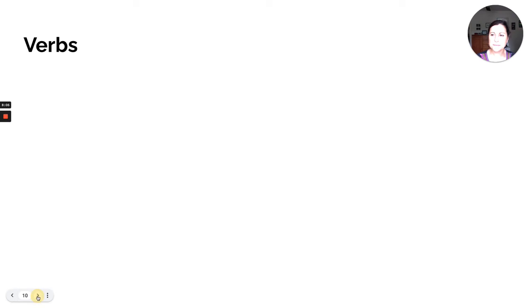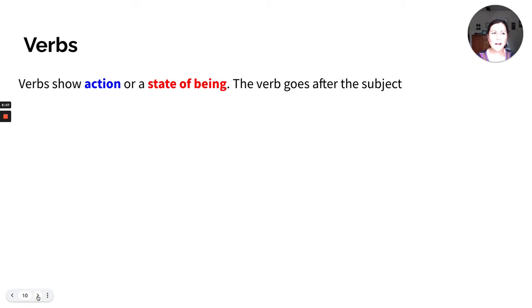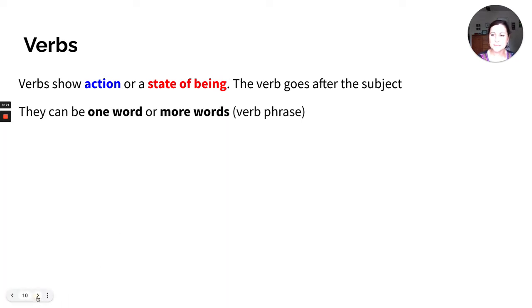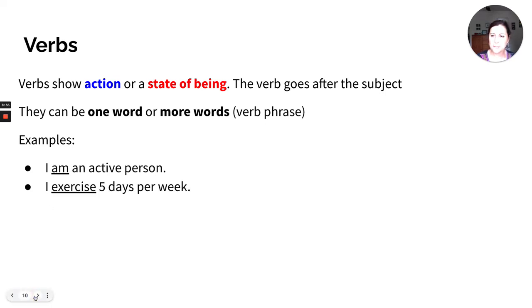Let's go over verbs. If you watched the previous video about parts of speech, we talked about how verbs show actions or states of being. The verb goes after the subject in sentences. And they can be one or more words. I am an active person. My verb is am. It's a state of being. I exercise 5 days per week. Exercise is my verb. It's the action, and you see it's after the subject.